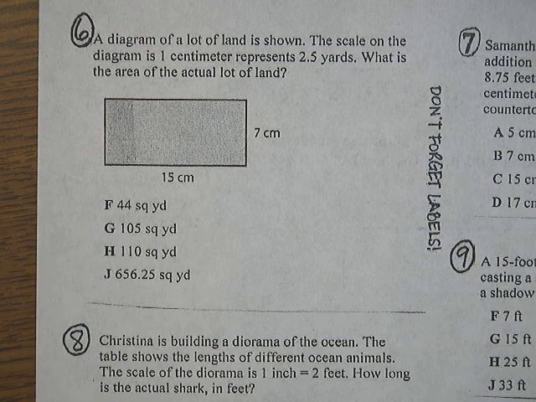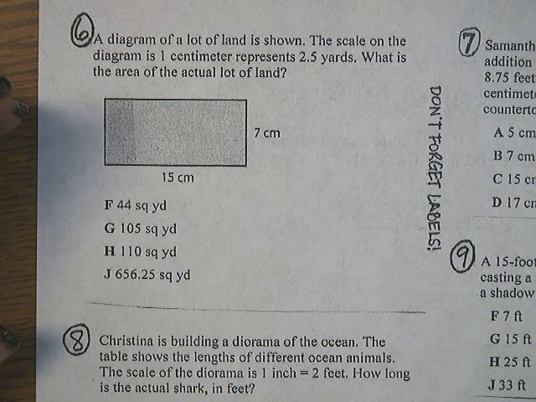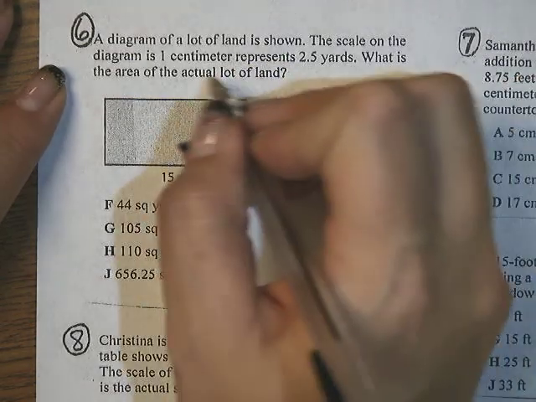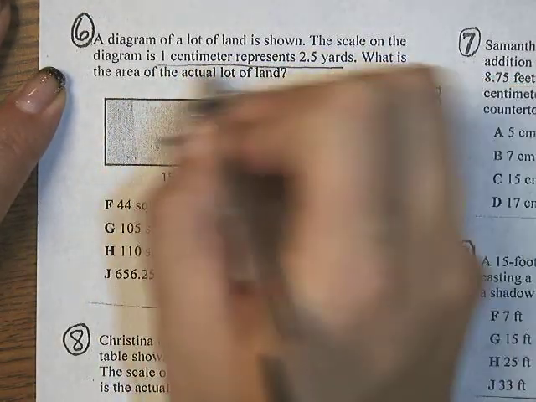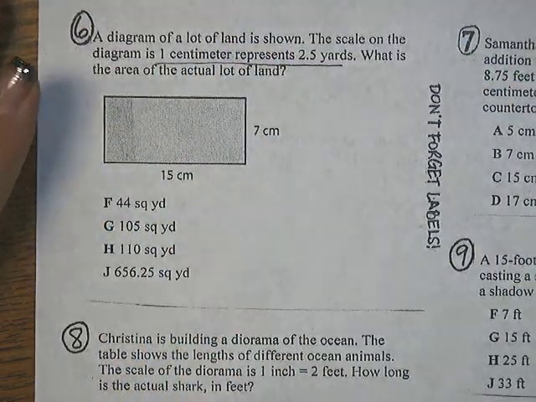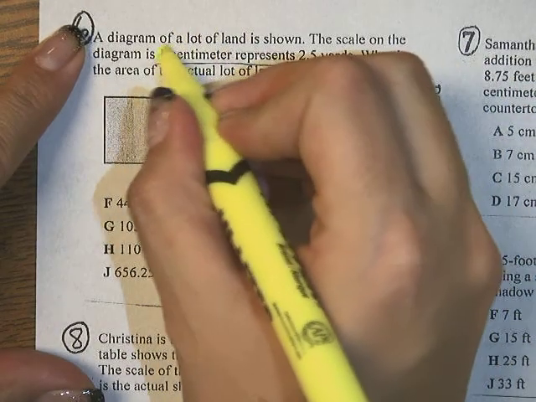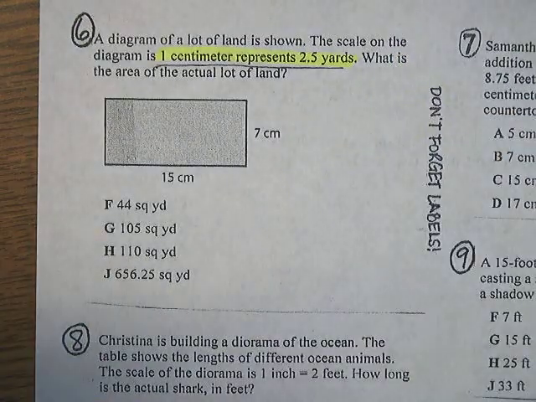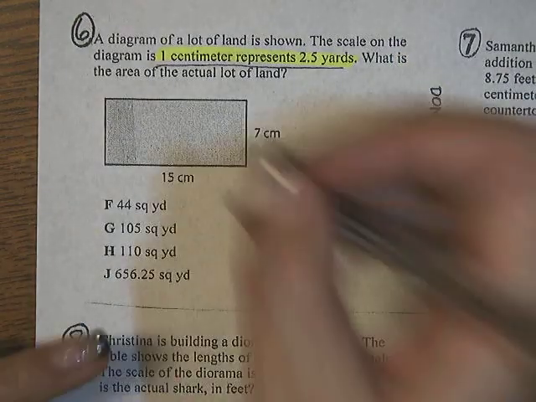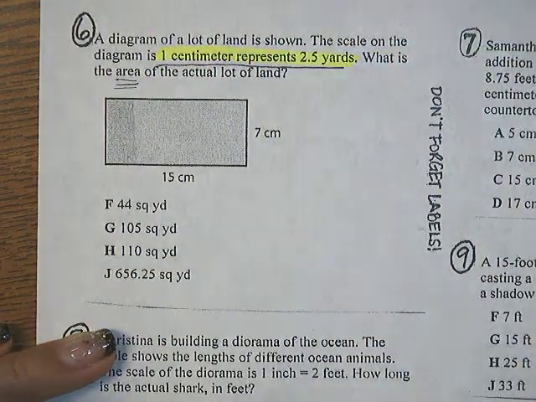Here's number 6 on the similar figures and circles review. It says a diagram of the lot of land is shown. The scale on the diagram is 1 centimeter represents 2.5 yards. Anytime I see that type of information, I know it's important, and it also tells me that that's going to be one of my ratios. It wants to know the area of the actual land.